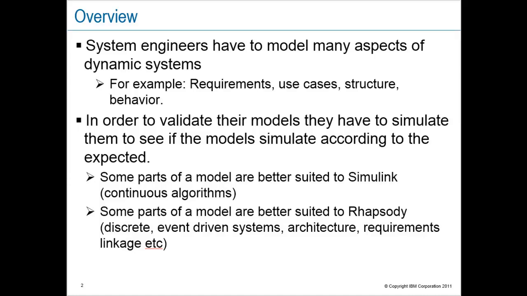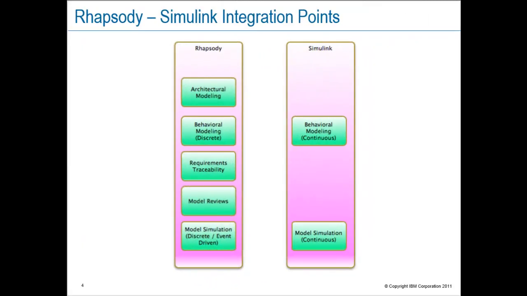Now, although this presentation is going to focus on how Rhapsody integrates with Simulink for execution, it's worth taking a moment to acknowledge the other integrations between these two flagship products. This diagram, for example, shows that Simulink is great at modelling and executing continuous models. Rhapsody, on the other hand, has much better support for discrete behavioural modelling, including the token flow-based activities from the SysML modelling language. Rhapsody is better placed to model the architecture of a system and also its requirements, including traceability.